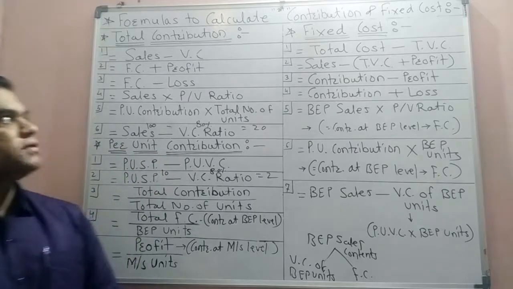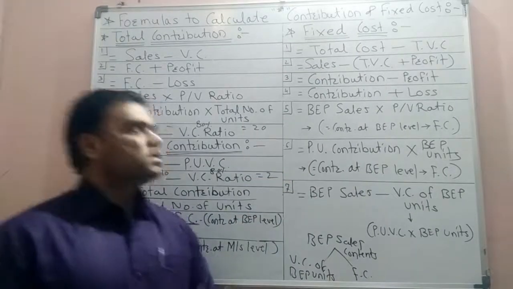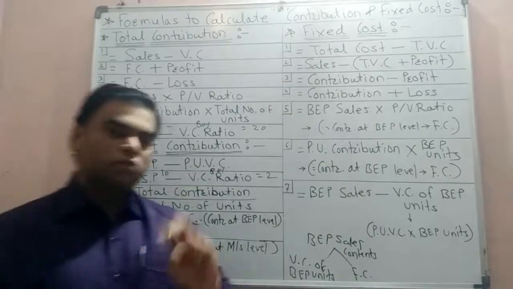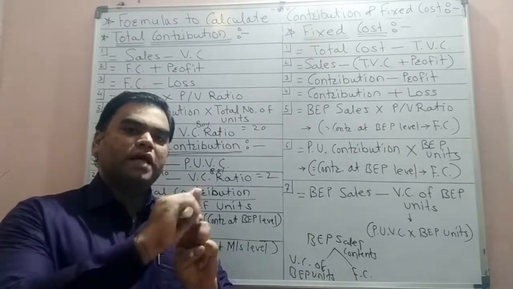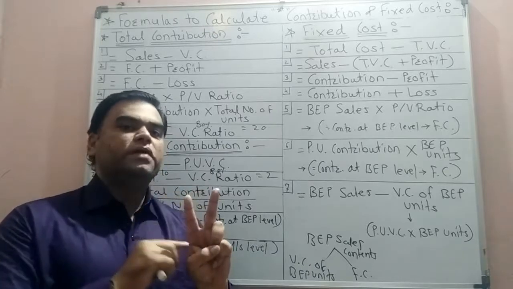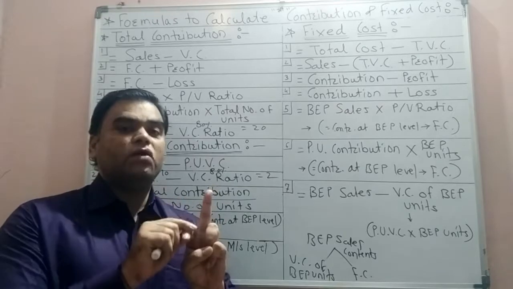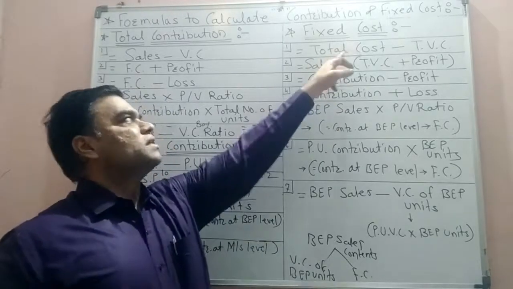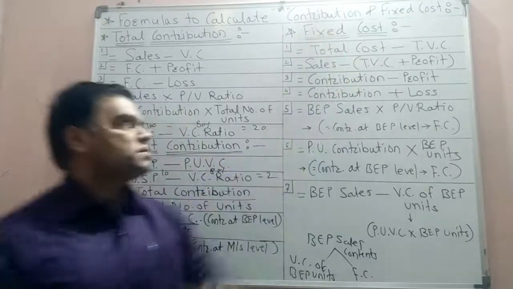Now we are going to discuss 7 formulas to calculate fixed cost. Let's start with the first formula. As we know, total cost means the sum of two costs, variable cost and fixed cost. So if you deduct variable cost from total cost, then the remaining will be the fixed cost. That's total cost less variable cost is equal to fixed cost.